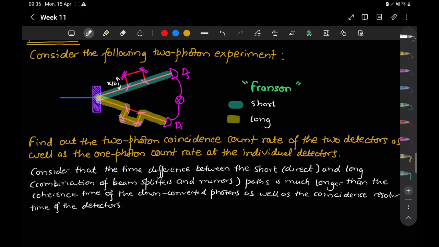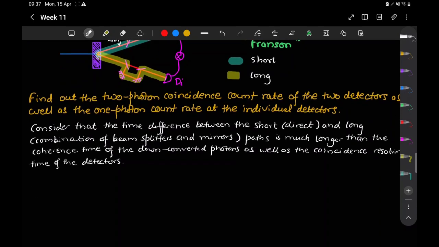Now we are considering that the time difference between this short and long path is much more than the coincidence resolving time of the detectors. That means if one photon of the entangled pair follows the short path and the other photon follows the long path, then we will not count it as a coincidence because they will not arrive at the detectors at the same time. So as a result, we will have the following interfering alternatives.